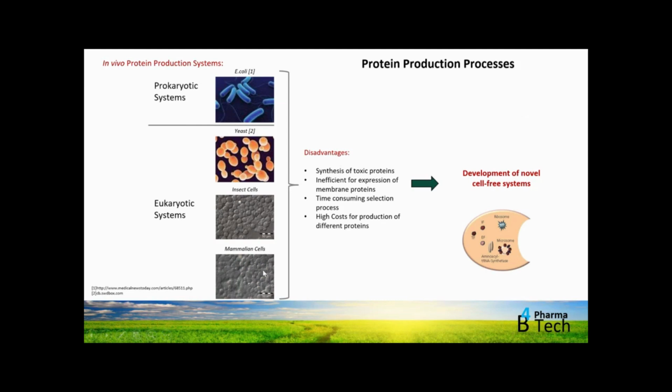On the other hand, in vivo production processes are time-consuming and costly processes. For the overexpression of an individual protein, it takes at least 24 hours, whereas in a cell-free system, within 60 minutes, a protein of interest can be produced.